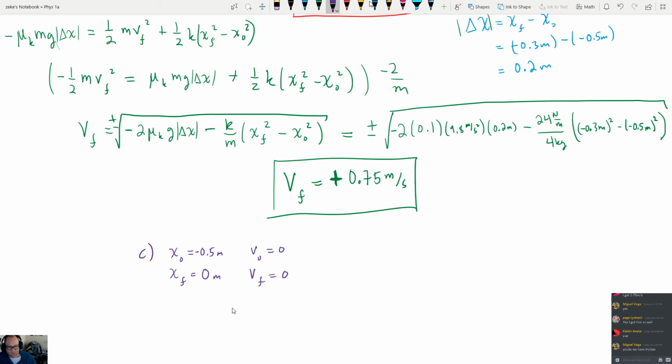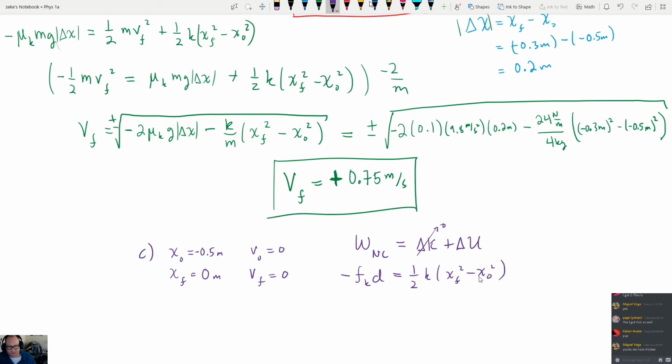which means our final velocity is 0. So what we end up doing is work done by non-conservative forces is equal to change in kinetic energy plus change in potential energy. The change in kinetic energy is 0. That means the work done by non-conservative forces has to be, it's going to be friction. It's going to be friction force multiplied by the distance traveled. And all of this is going to be equal to the change in potential energy, which is going to be 1/2 k times x final squared minus x initial squared.